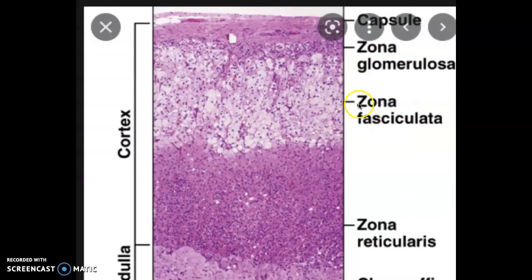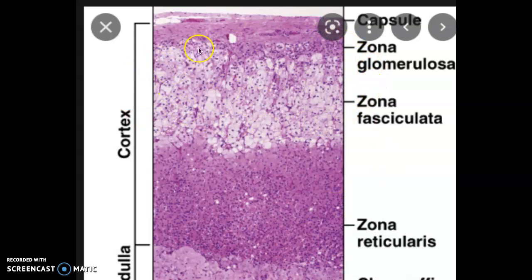So I actually really like this one, a nice clear fasciculata. I know the reticularis is there, then glomerulosa is there, and then the medulla must be what's there. I also like counting the zones. So we have the capsule, we have this glomerulosa, the fasciculata, and the reticularis.